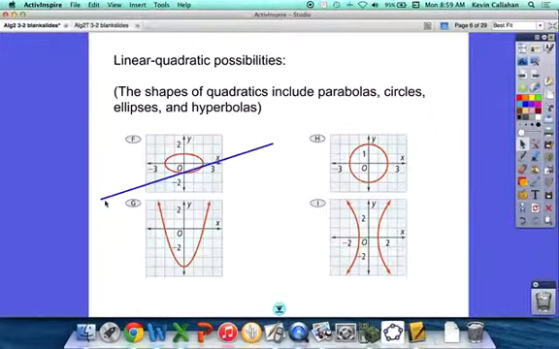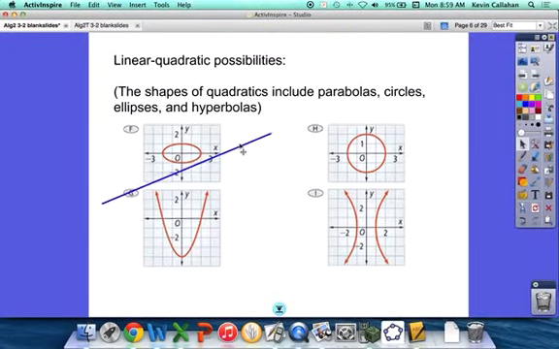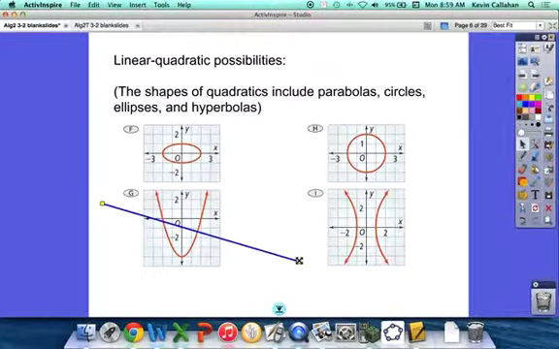Okay. What if it was a parabola that we're looking at? It's still not letting me do that. What about down here? How many points can a straight line cross a parabola? The most, 2, or it could be 1, or it could be 0.